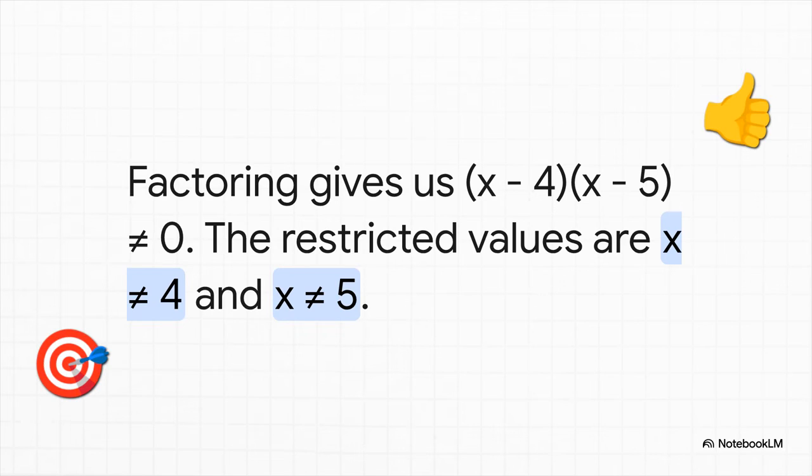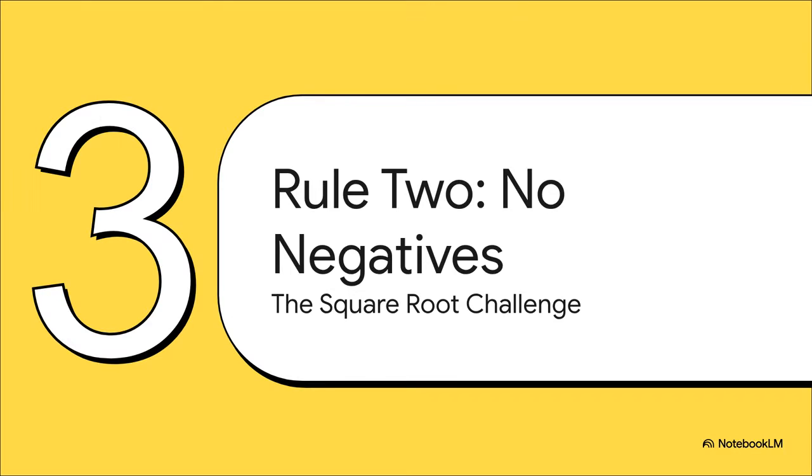This tells us everything. If x were 4, or if x were 5, we'd be dividing by 0. So those two numbers, 4 and 5, are the only ones not allowed. The domain is everything else. Okay, toolkit's looking good. We've got our fraction tool. Now it's time to add our second and final major rule, which handles that other common problem child in functions, the square root.